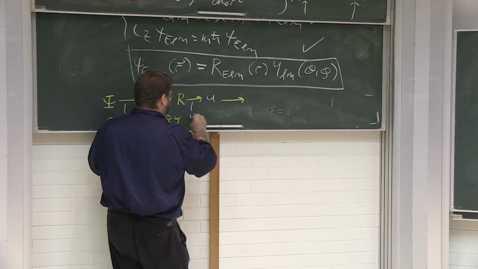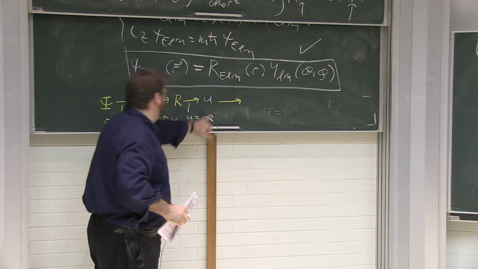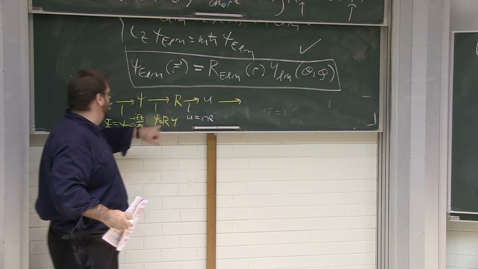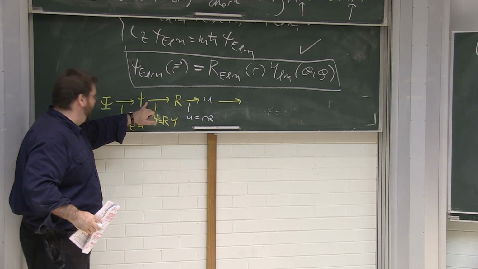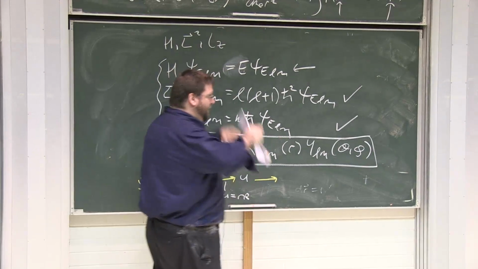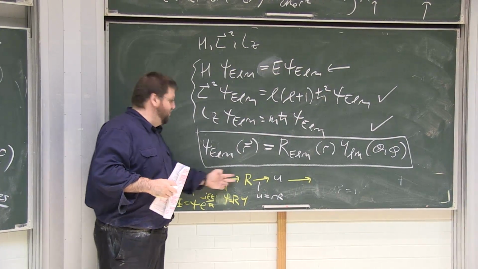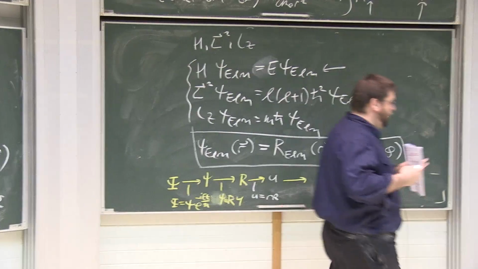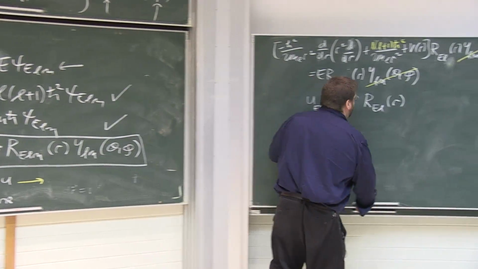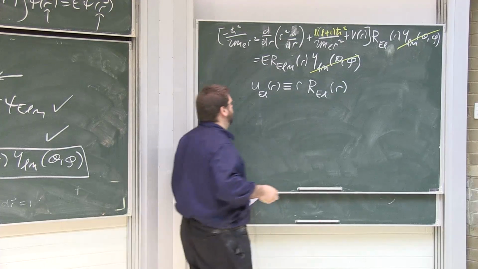So little u equals little r times big R. So if you tell me little u, I'll tell you big R. You tell me big R, I'll stuff it into this and tell you little psi, which I'll stuff into this to tell you big psi. So we just keep boiling down the Schrodinger equation to something simpler and simpler, but we're making a change of variables at each stage. We now want to introduce this scaled radial wave function.